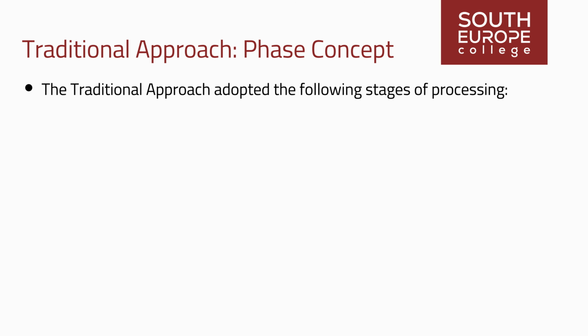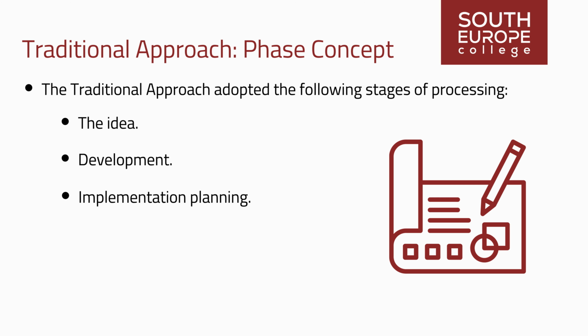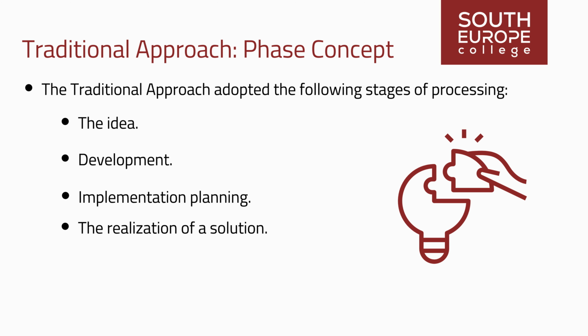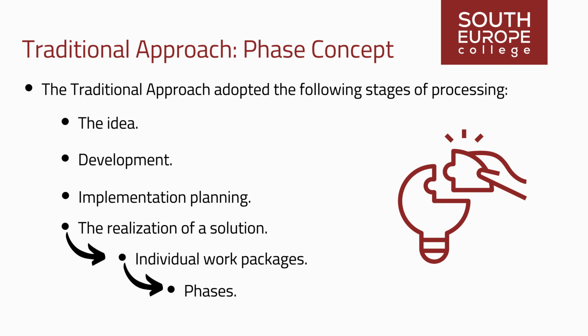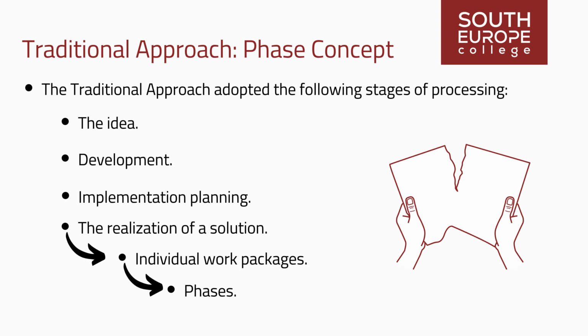The traditional approach adopted the following stages of processing. It starts with the idea, development, implementation planning, and the realization of a solution, which is divided into individual work packages, and these in turn into phases that can then be logically and temporally separated from each other. The purpose of this is to split the development of a solution as a whole into manageable stages. This enables a graduated planning, decision-making, and concretization process with predefined milestones or correction points.